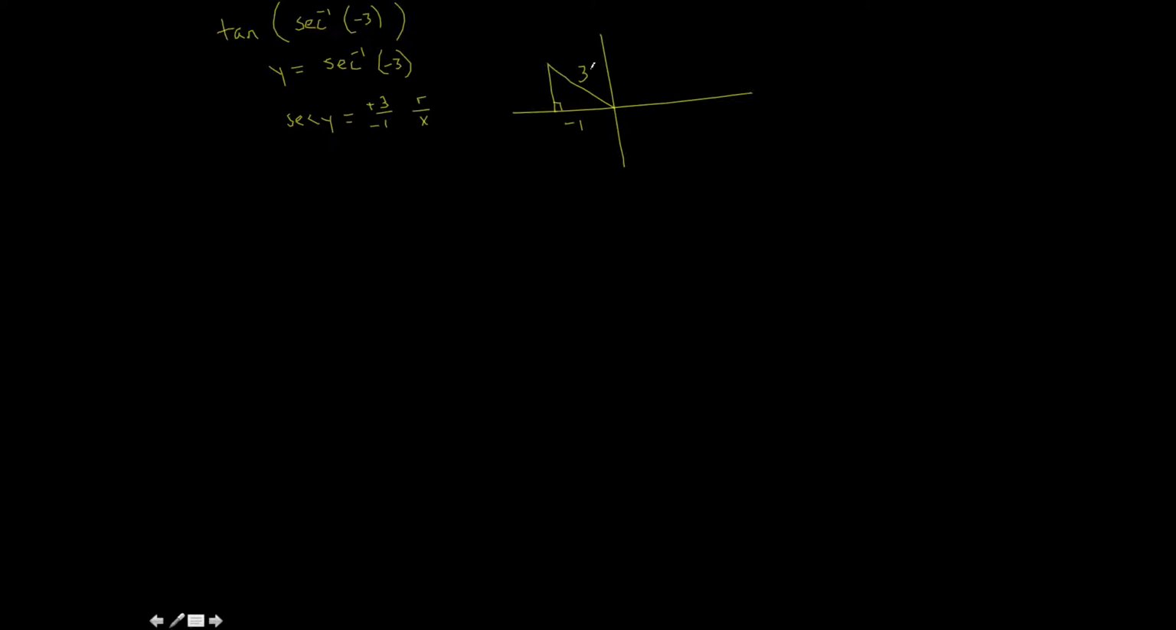And if you do your Pythagorean theorem, you can find this side very easily as 2 square roots of 2. Now, again, because of the way this is drawn, this is our reference angle. This is not angle y. Remember, angle y is right here. So here's where you've got to be careful.